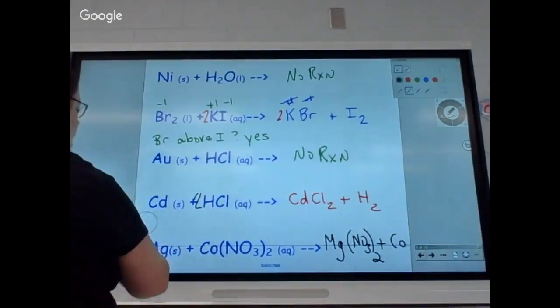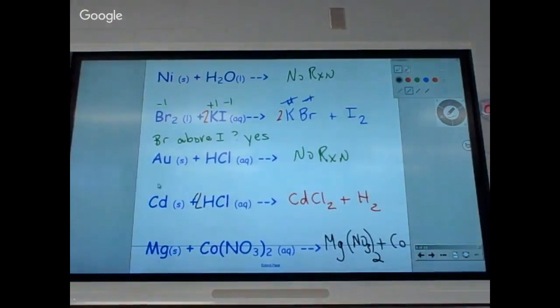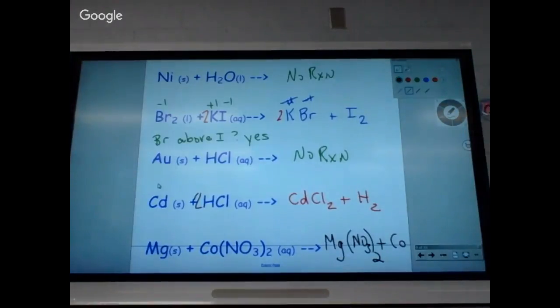So I flip the MG and the CO, because it's straight single displacement.